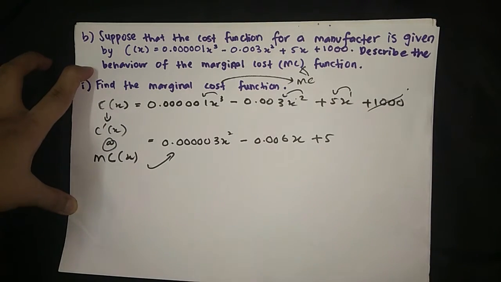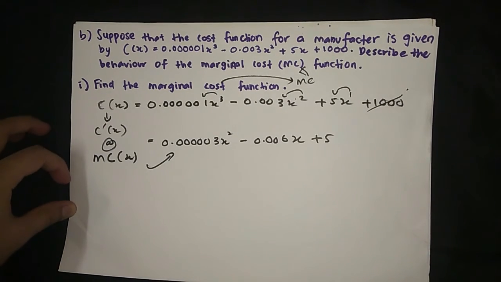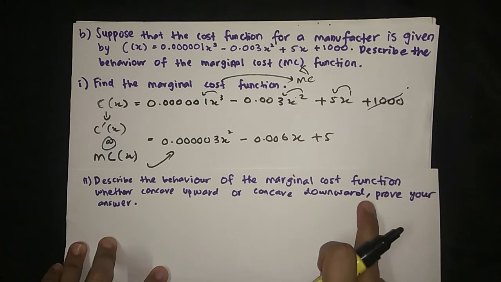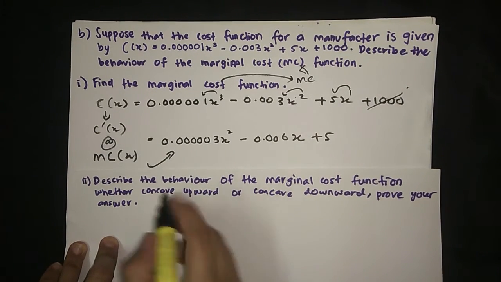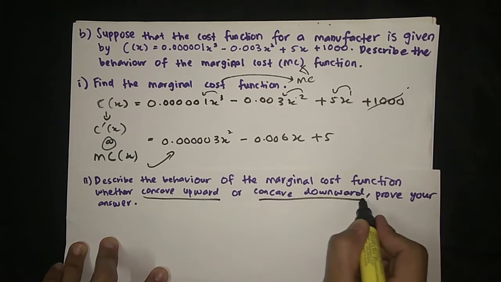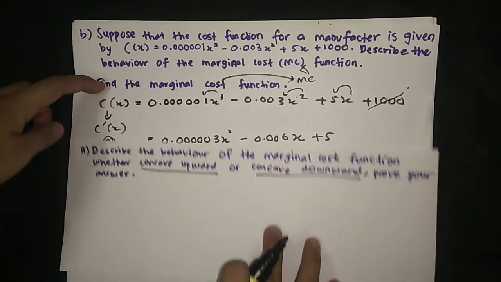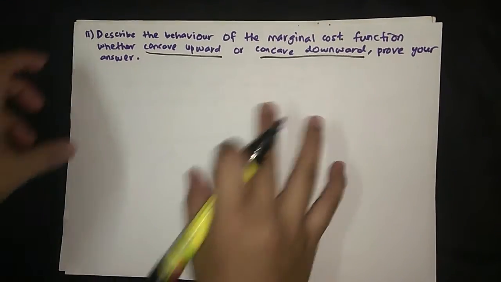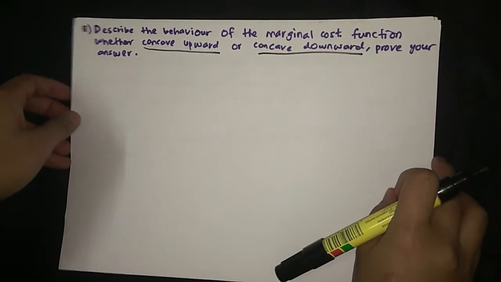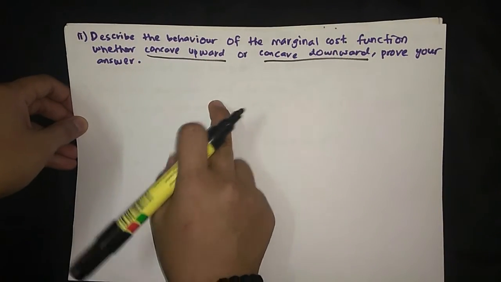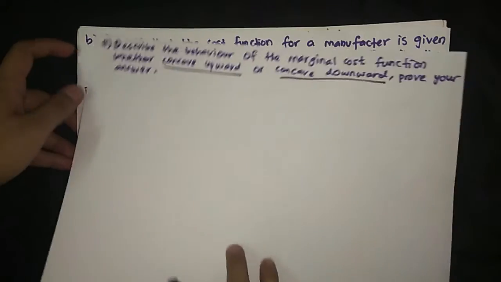Okay, so question number 2 is describe the behavior of the marginal cost function MC, whether concave upward or concave downward. Prove your answer. So we also have to find and describe the behavior of the marginal cost function, whether it's concave upward or concave downward. So we have to do math here.